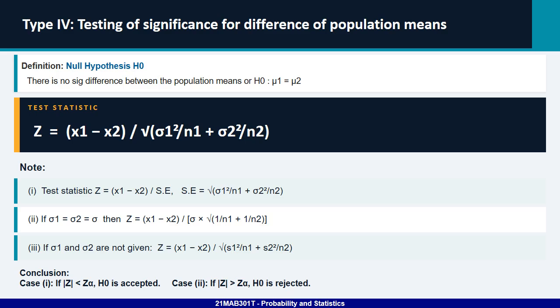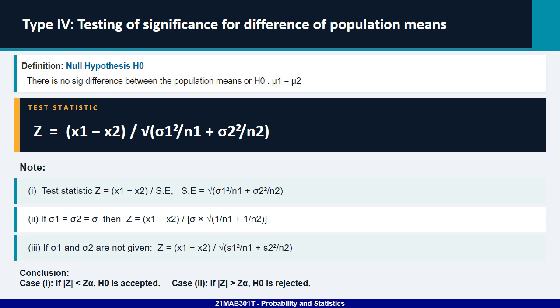The next we are going to type 4 test, that is difference between two means. The fourth and the final type of large sample test here we cover is testing for the difference between the two population means. So the null hypothesis here is defined as H naught is going to be equal to mu1 equal to mu2. That is no significant difference between the two population means.